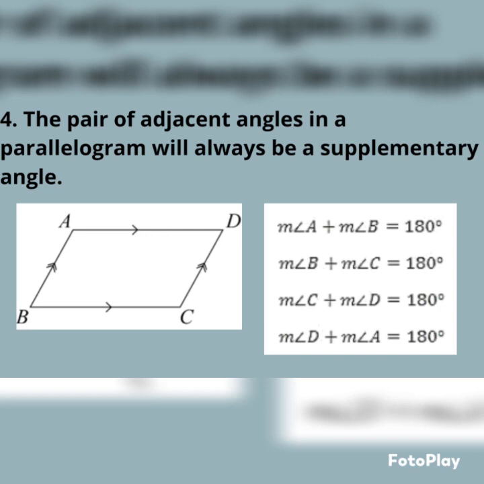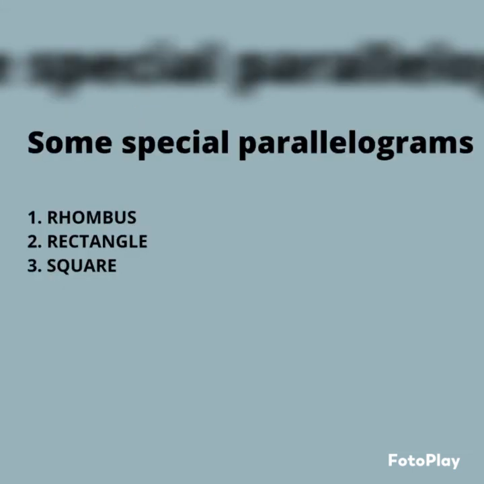The fourth property of parallelogram is that the adjacent angles will be supplementary angles. That means angle A plus angle B will be equal to 180 degrees. Angle B plus angle C will be equal to 180 degrees. Angle C plus angle D will be equal to 180 degrees. Similarly, angle D plus angle A will be equal to 180 degrees.